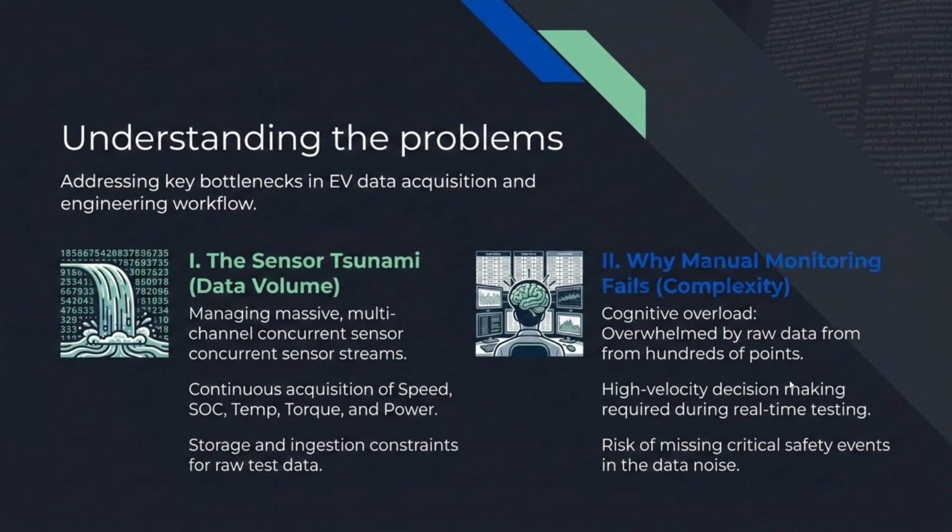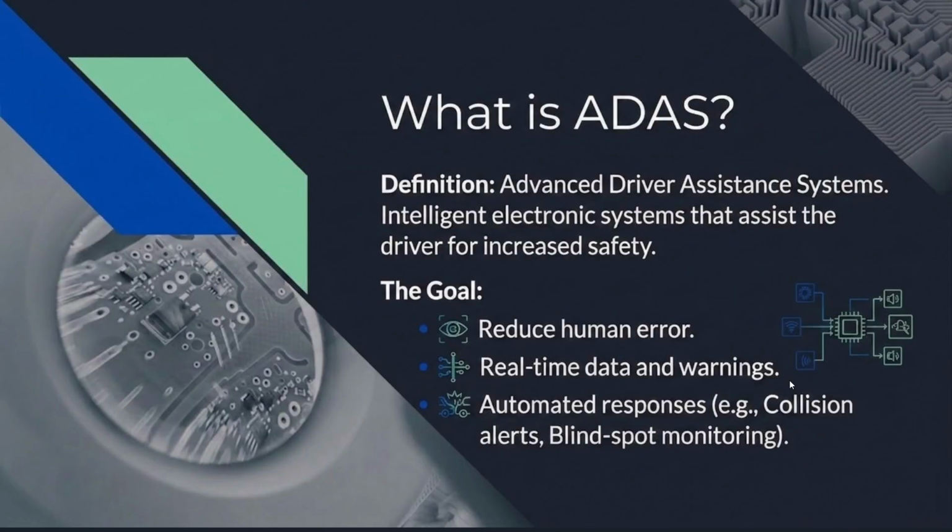The second challenge is manual monitoring. Engineers cannot constantly watch every sensor value during testing because there is simply too much information. Important warning signs can easily be missed if someone is trying to observe everything manually. Therefore, we need an intelligent system that automatically processes sensor data, detects dangerous situations, and immediately alerts the driver or engineer. So, first, what is ADAS?